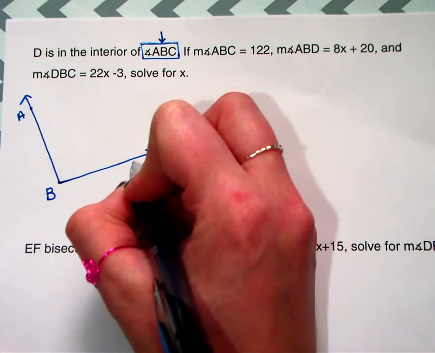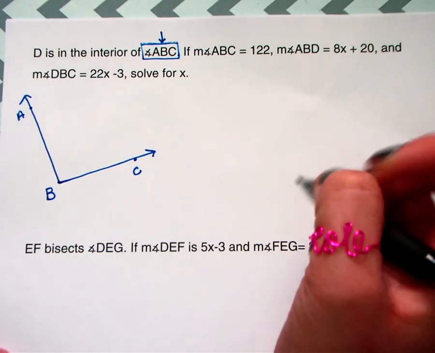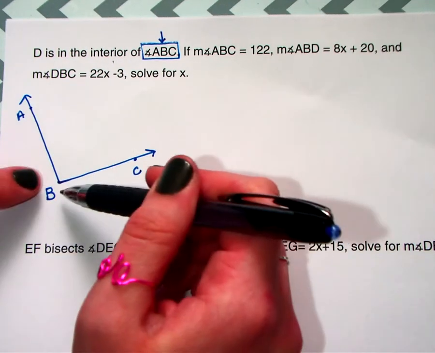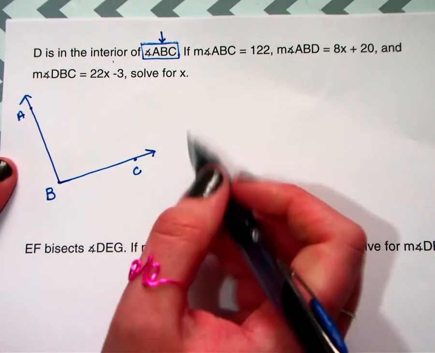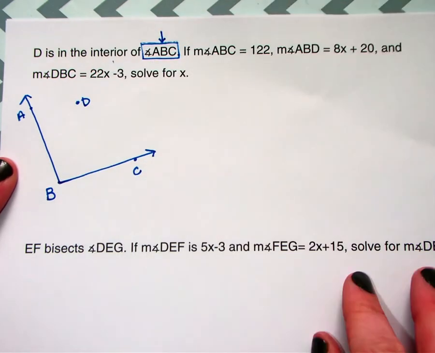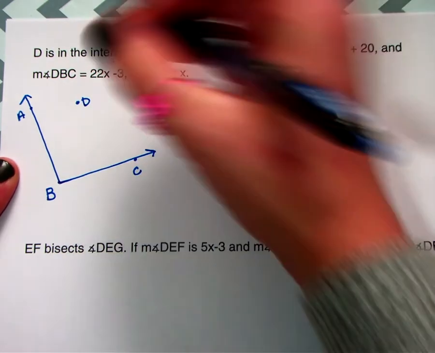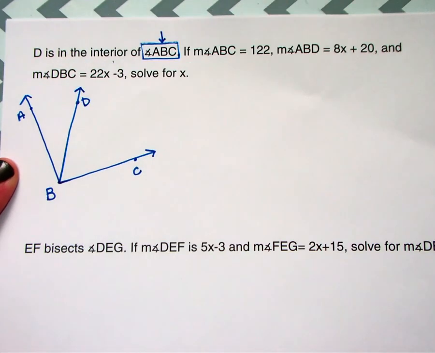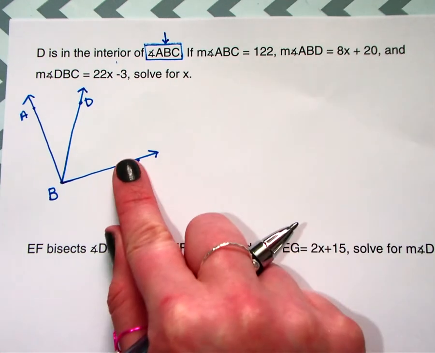So A and C. The next part of the problem says D is in the interior. Now the interior is between the two sides of the angle. So that just means I'm going to put point D somewhere in the interior. Okay? To create our angles, we're just going to connect the ray BD, drawing our picture. Next, we want to put all this information into our picture. So we're going to take it out of our word problem and put it right here on our picture.